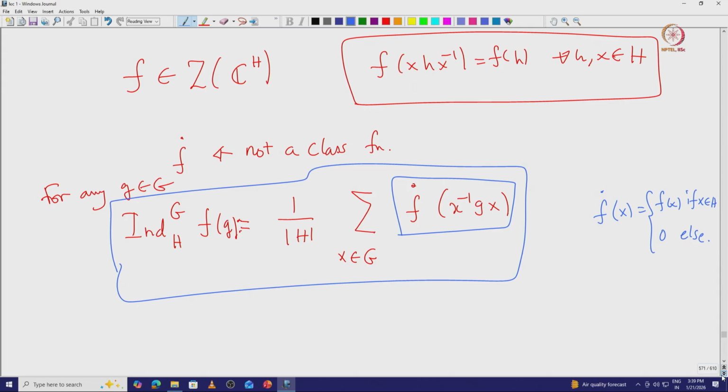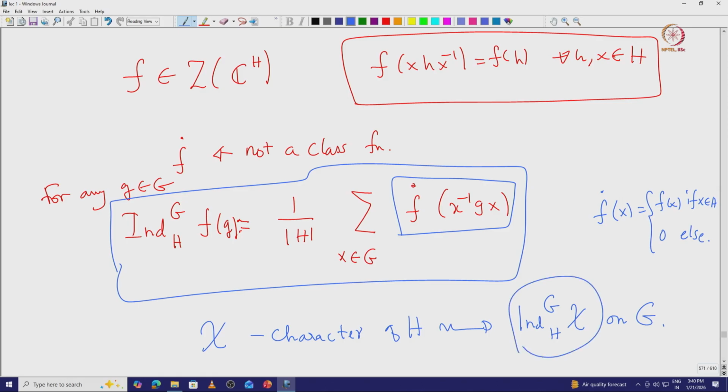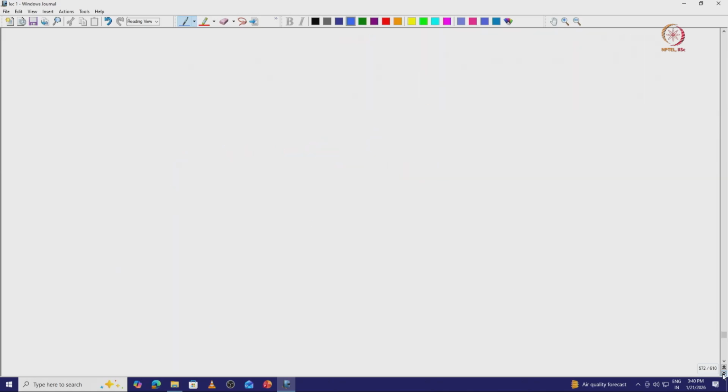Now, we have defined this induction. So, given a character chi of H, we naturally have this induced character of chi. So, given chi, which is a character of this capital H, we have this induced character chi, which is a character on capital G. And if you start with a representation, then the induction that we have defined has the character which is the induction of this chi. That we already proved.